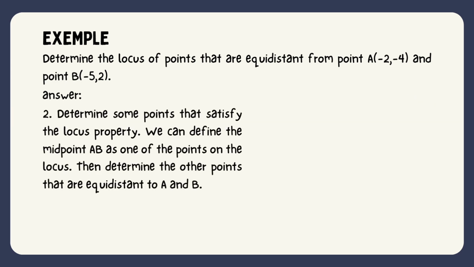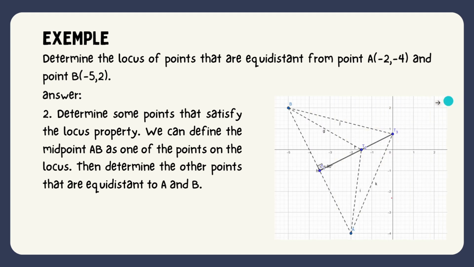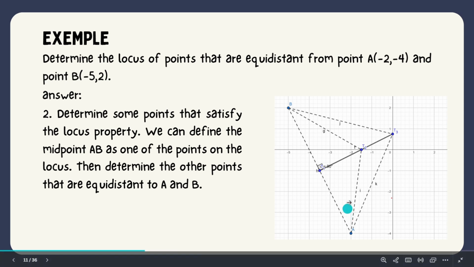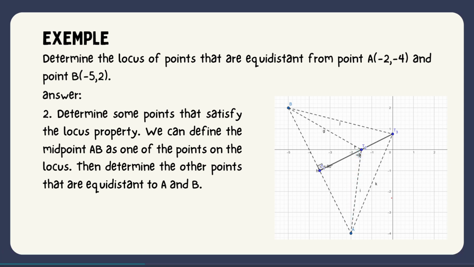And then the second, determine some points that satisfy the locus property. We can define the midpoint AB. This is the midpoint. You can use an algebra equation, and we can define the midpoint AB as one of the points on the locus. So, midpoint AB, such as point T1, is one of the points on the locus. Then determine the other points that are equidistant to A and B. Then we can get this locus. So the locus of these points is a line.